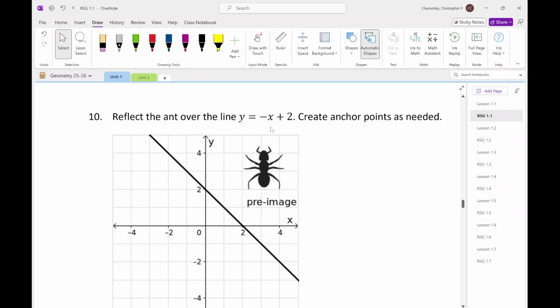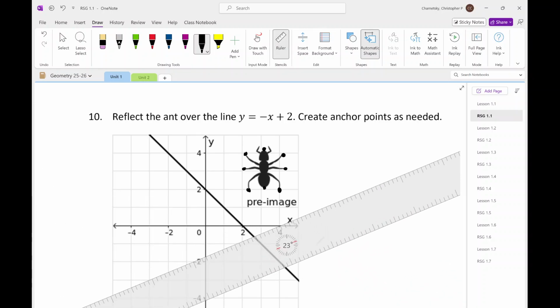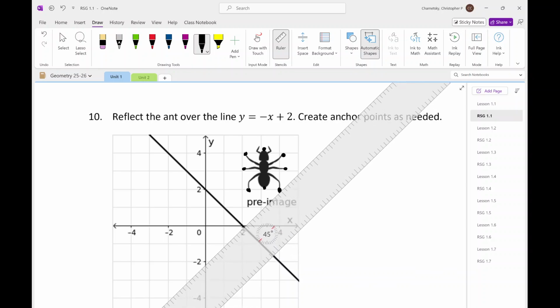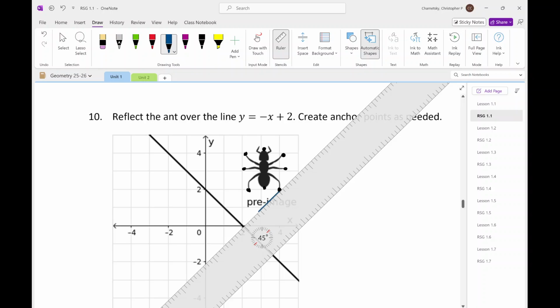Reflect the ant over the line y equals negative x plus 2. Create anchor points as needed. So let's put some anchor points on each of the legs, and right at the front of his head and at the back of the thorax. Okay, I'm going to use a ruler here and just sketch perpendicular lines at the same distance away.